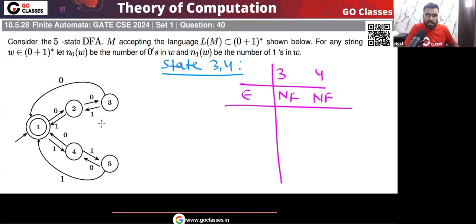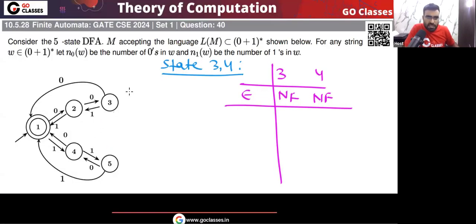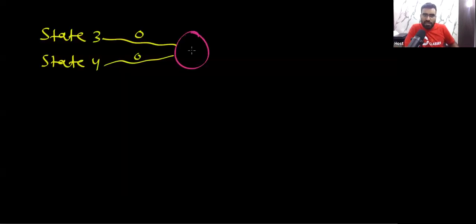Now you tell me about states 3 and 4. This is what I'm checking: if the string is starting with 0, what is happening? This is your state 3, this is your state 4. If the string is starting with 0, where are they meeting? You notice if symbol 0 comes in state 3 and state 4, they are meeting in state 1. Yes or no? They are meeting in state 1.